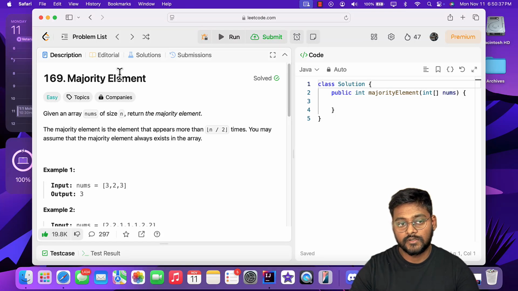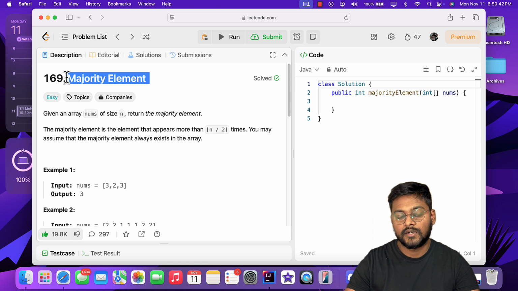Today we are going to cover a very important array question, majority element, and this is a very frequently asked question in all the good companies and in Google itself. For the last 3 months it has been asked more than 15 times.